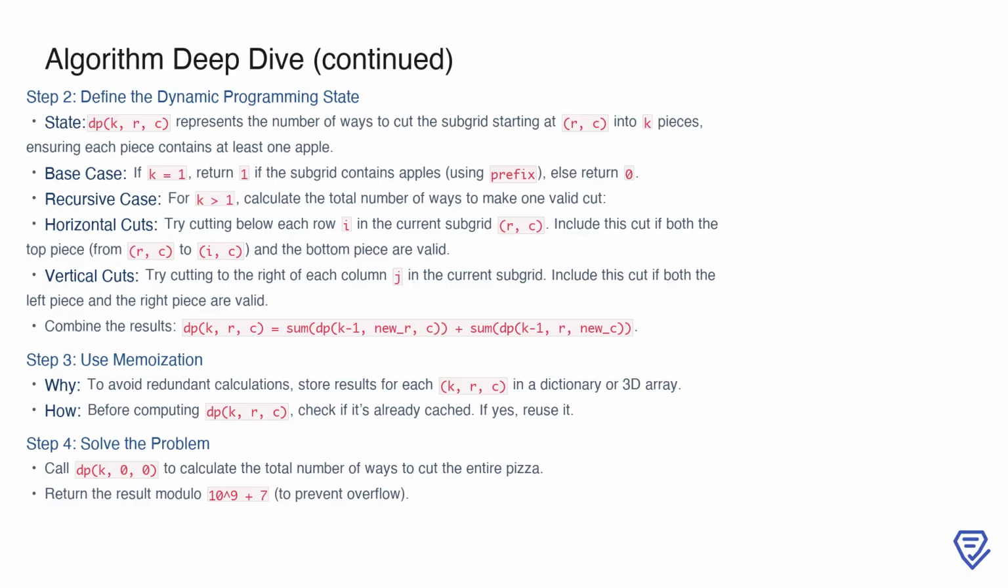For the recursive case, when k is greater than 1, we need to explore all valid ways to make a single cut. This involves two options, horizontal cuts and vertical cuts. For horizontal cuts, we try cutting below each row and check that both the top and bottom subgrids are valid. Similarly, for vertical cuts, we try cutting to the right of each column and ensure the left and right subgrids are valid. The total number of ways is the sum of all valid cuts, which is stored in dp[k][r][c]. To avoid redundant calculations, we use memoization, caching results for each combination of k, r, and c. This ensures we don't recompute the same state multiple times, significantly improving efficiency.